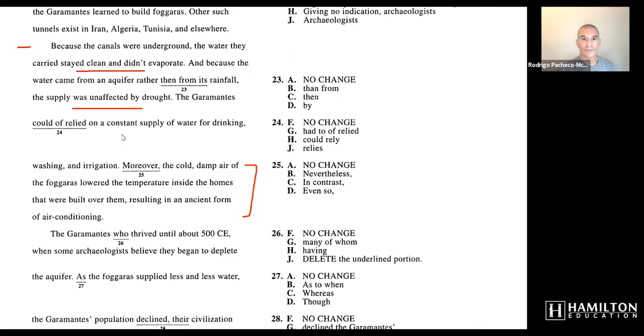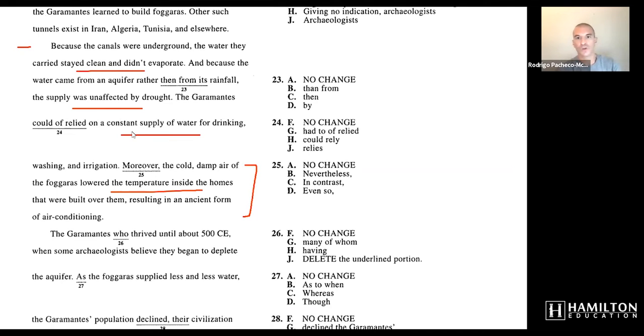So then we're told that the Garamantes could rely on a constant supply of water. And as we get to the sentence here, for this question, we see that we're told that the cold, damp air of the Fagaras lowered the temperature inside the homes that were built over them, resulting in an ancient form of air conditioning.